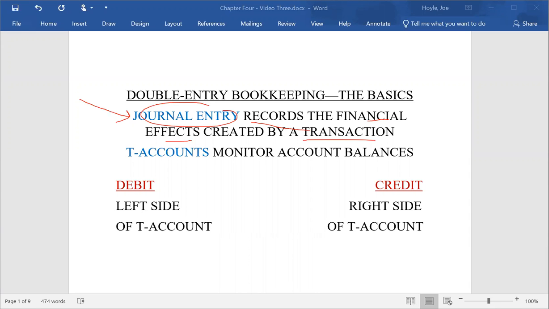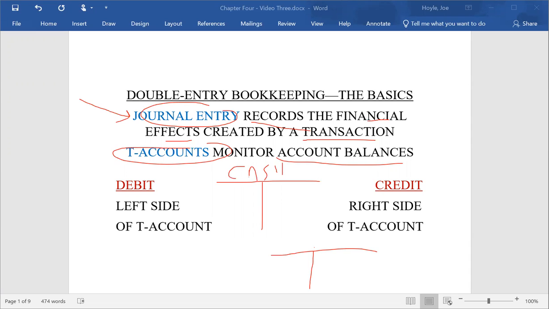The second step is the use of T accounts. And the T accounts are simply a way to keep up with account balances. Journal entries keep up with the effect of transactions. T accounts keep up with the balance of each account. So for example, you might have a T account for cash, or you might have a T account for rent expense. And this is where you would keep up with those balances. How much cash do you have? How much rent expense have you incurred?